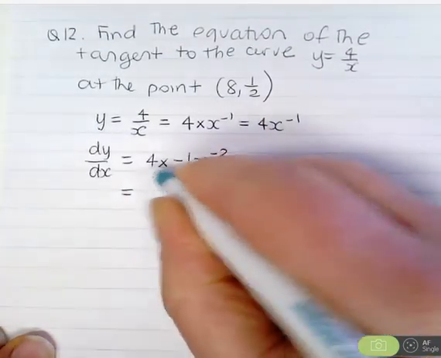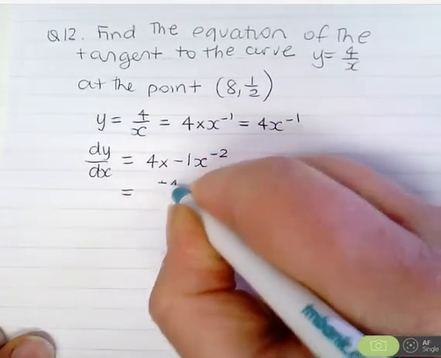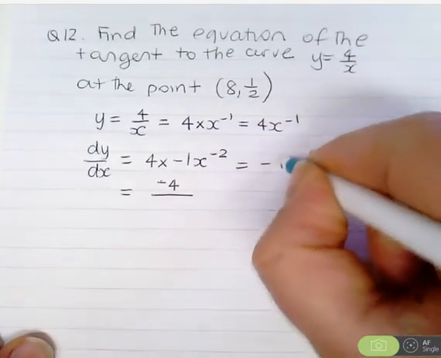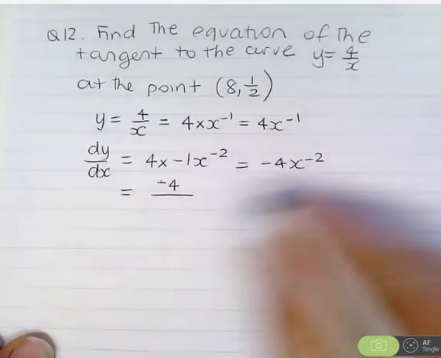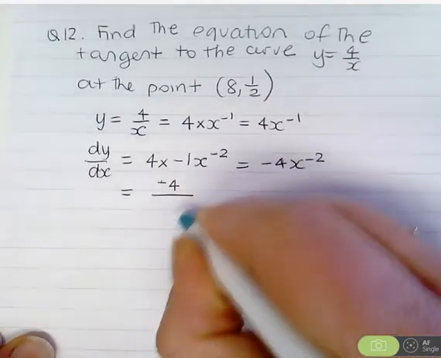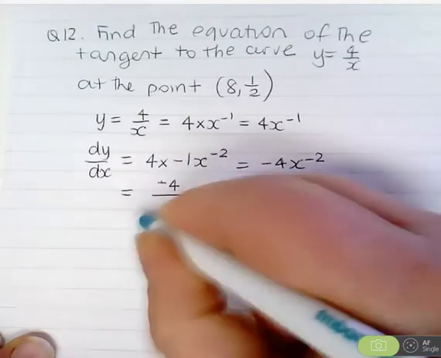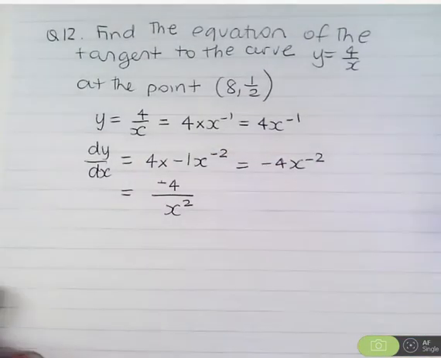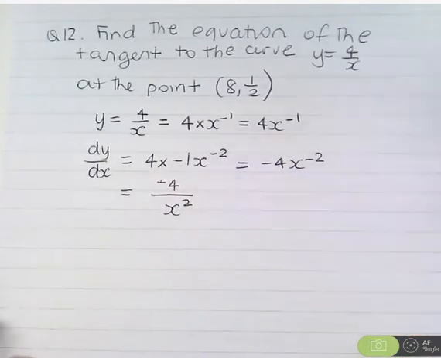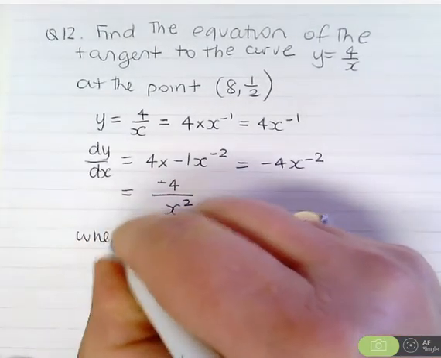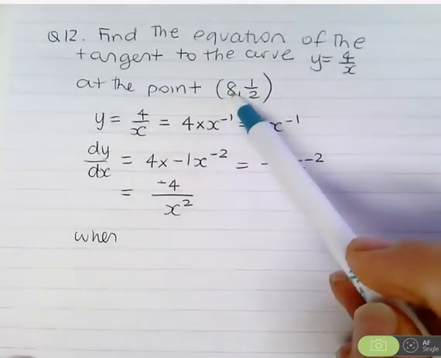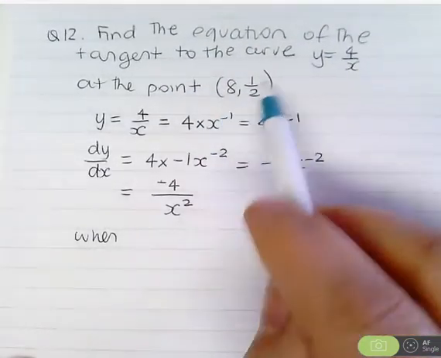So this is 4 times negative 1, which is negative 4, over x to the negative 2. So this is really negative 4x to the minus 2, but I don't want to see this negative power here, so x to the negative 2 is 1 over x squared. So that's what my derivative is. This is my gradient function. It gives me the gradient of the tangent to the curve at any point I want. But I want the tangent to the curve when x is 8, at the point (8, 0.5).